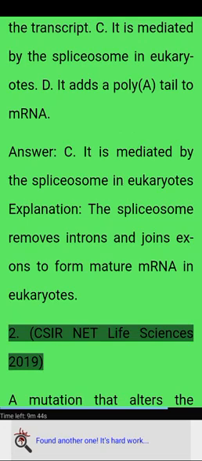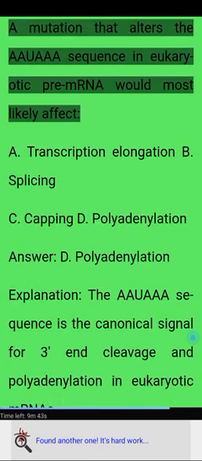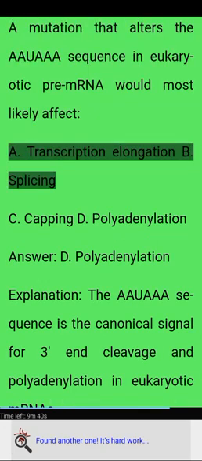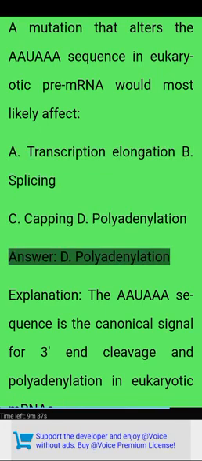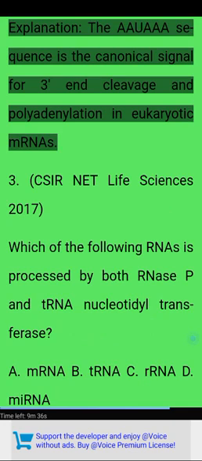2. CSIR NET Life Sciences 2019. A mutation that alters the AAUAA sequence in eukaryotic pre-mRNA would most likely affect: A. transcription elongation, B. splicing, C. capping, D. polyadenylation. Answer: D. polyadenylation. Explanation: The AAUAA sequence is the canonical signal for 3' end cleavage and polyadenylation in eukaryotic mRNAs.